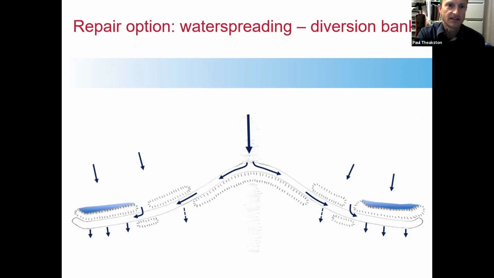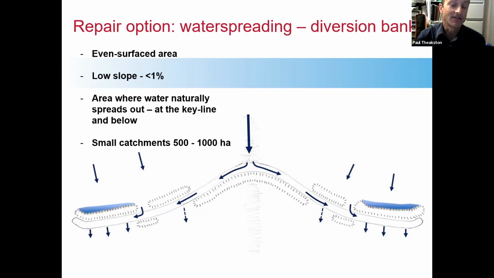But a few things with this system, like everything, there are areas that you use it and areas that you don't use it. So the area has to be even surfaced. It can't be bumpy. It can't have rills going through it. Low slopes, so anything 1% and lower. And Hugh talked about the key line where it becomes a distributary sort of flow. That's where these banks work, where the water naturally is trying to spread out. This system helps it to spread out. And small catchment. I've got there 500 to 1,000 hectares.